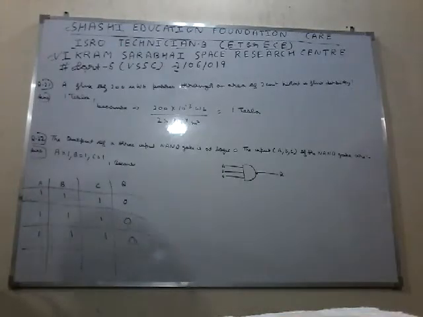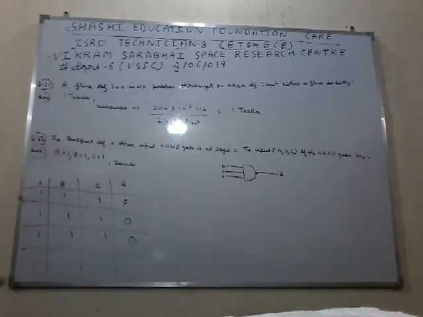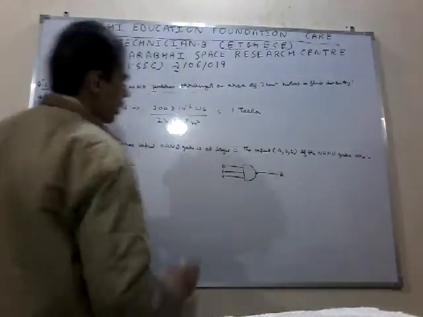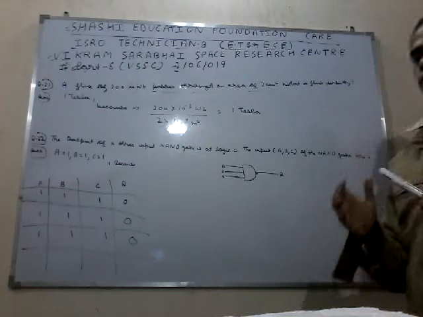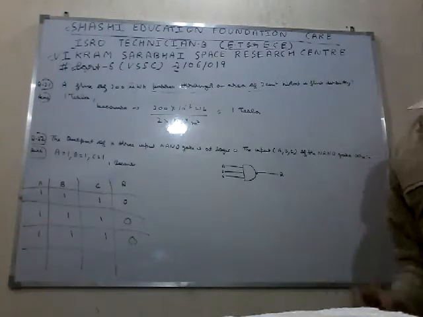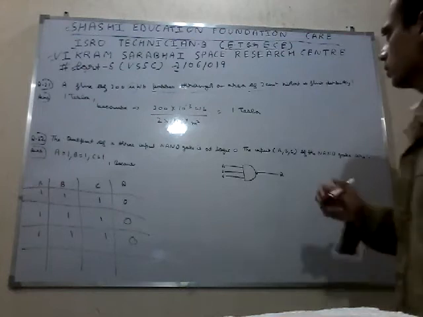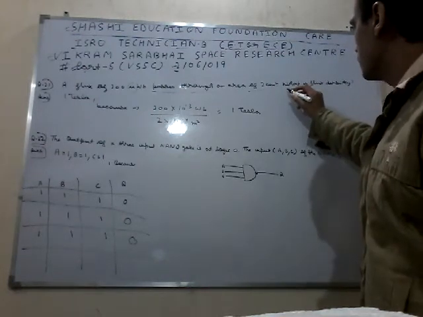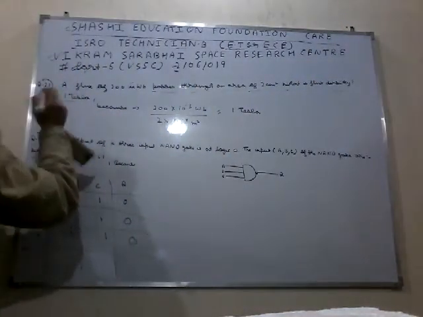Question 21: a flux of 200 microweber, this is the sign of micro, passes through an area of 2 centimeters square. What is the flux density? The answer is 1 Tesla. Why 1 Tesla?